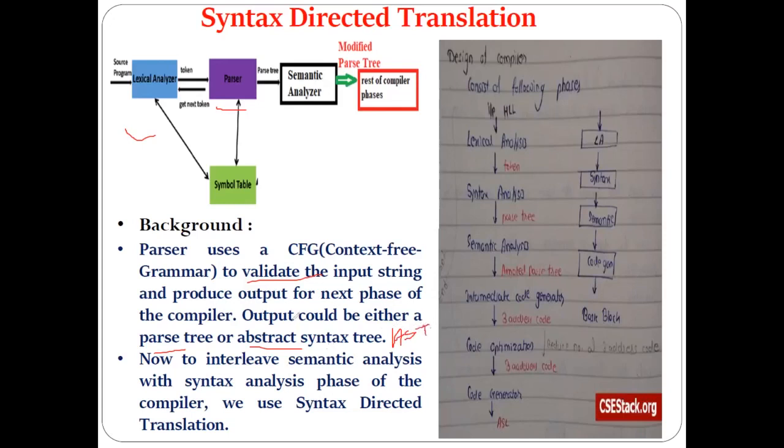So that is the output of our parser or the syntax analyzer, which is given as an input to the semantic analyzer. Now, semantic analysis has to perform its role, that is, checking whether the statement or sentences are meaningful or not, whether they are semantically correct or not. To do that, there is utilization of one particular technique, and that is nothing but our syntax directed translation. So here I have mentioned that to interleave the semantic analysis with the syntax analysis phase of the compiler, we use syntax directed translation. Meaning, whatever input the semantic analyzer gets from the syntax analyzer, it processes that input and checks whether it is semantically correct or not, whether it is meaningful or not. This checking is done by the semantic analyzer with the help of the technique referred to as syntax directed translation.